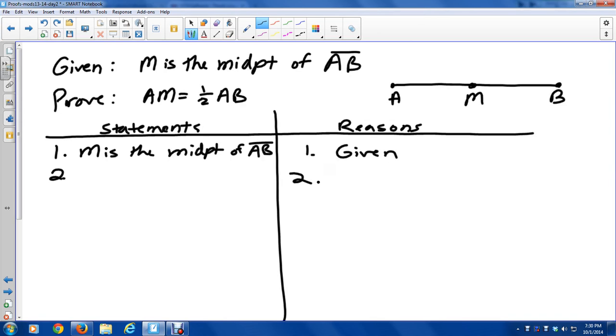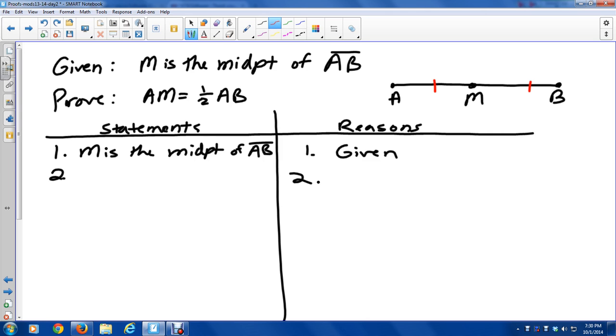First, we're given that M is the midpoint of AB, so of course I wrote my given down, and we're trying to prove AM is 1/2 the length of AB. Now, I hope you can agree with that. If you look at your picture, that would always be true. For that matter, we could also say MB is half of AB, because the midpoint means that the two parts are equal. AM is equal to MB. Thus, both have to be half.